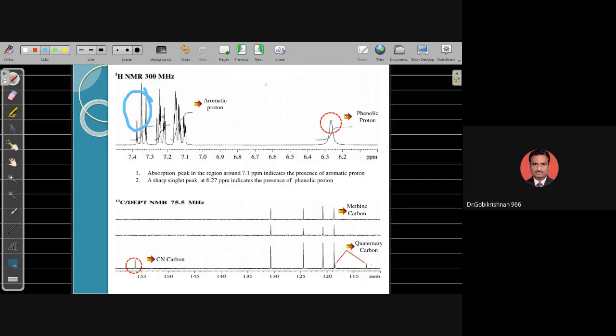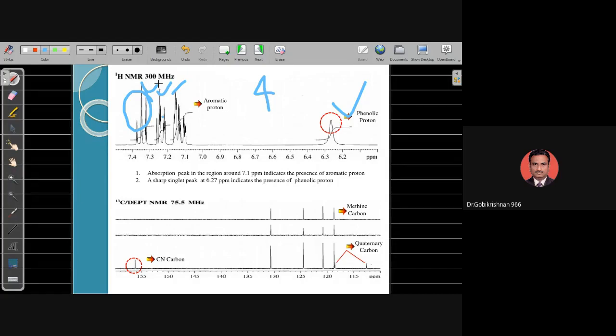Here there are 4 different types of protons. This is one type, this is another type, this is yet another type, and this is one more type. But totally 4 different types of protons. It doesn't mean only 4 protons are there. Only 4 different types of protons are there in the given compound.